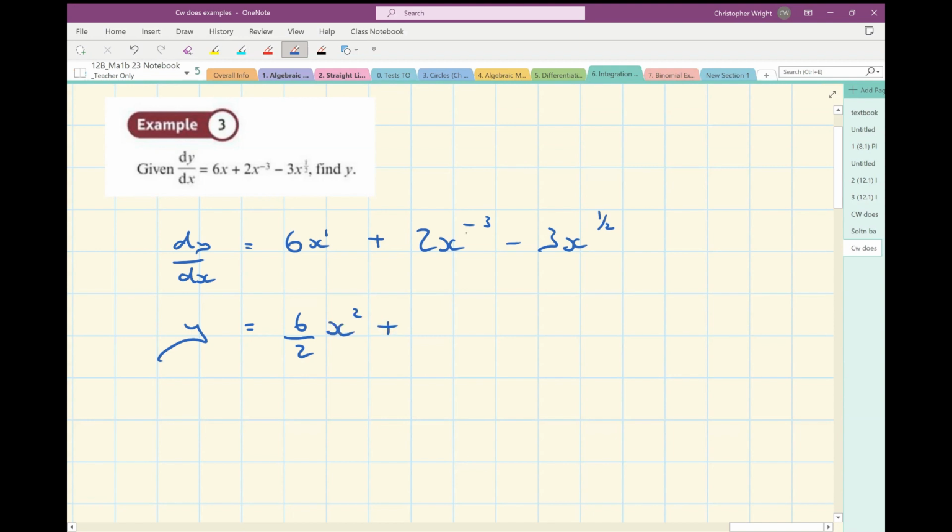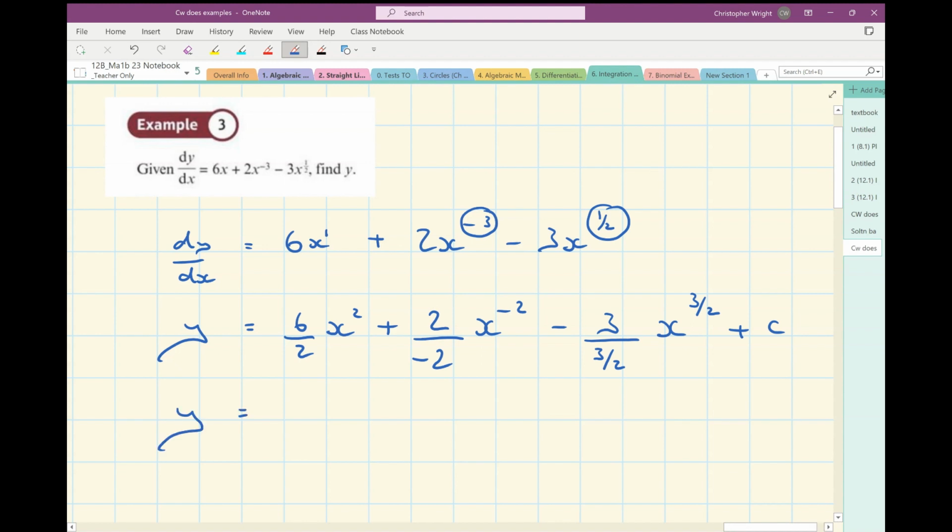Now add 1 to the power. So that's going to give me minus 2. Divide the new power into the coefficient. Give x to the new power. Minus 3. Add 1 to the power. So that's going to be 3 divided by 3 over 2. X to the power of 3 over 2, and don't forget your constant term.